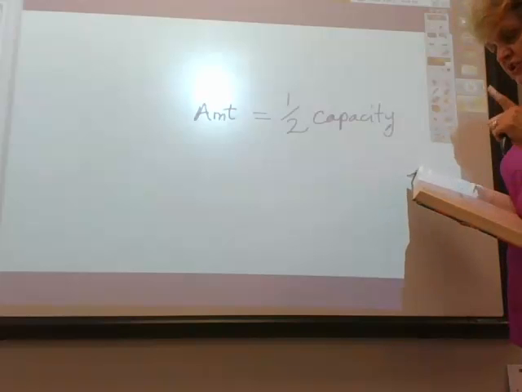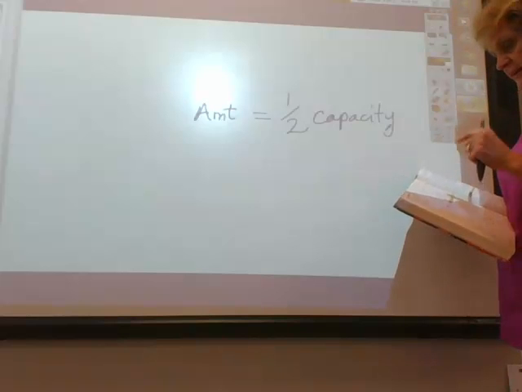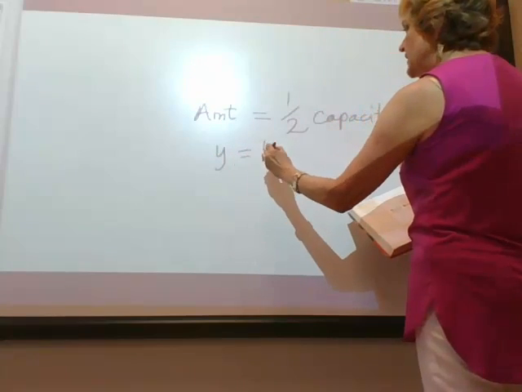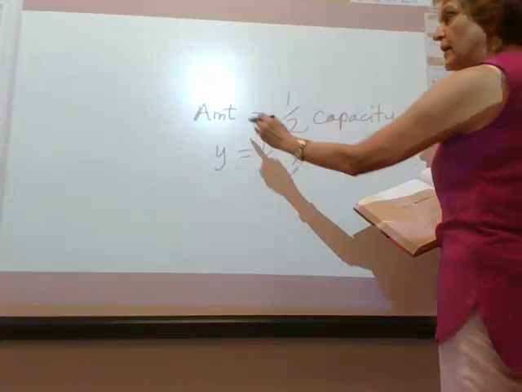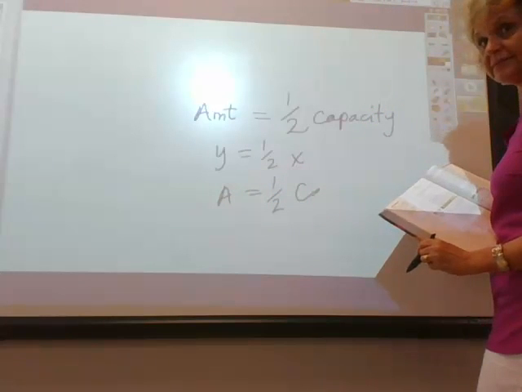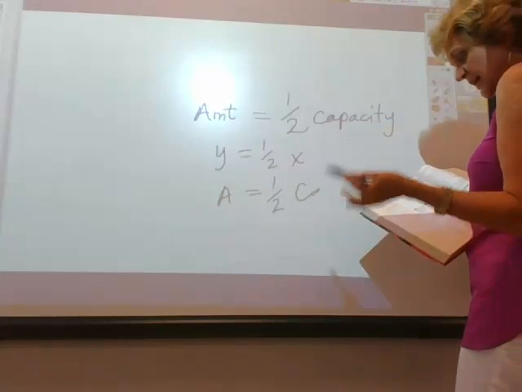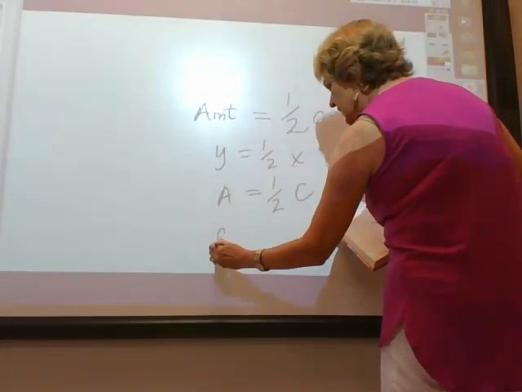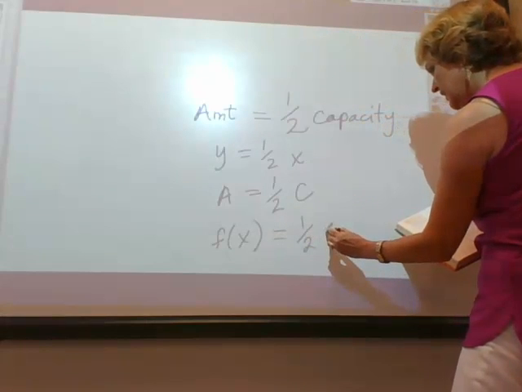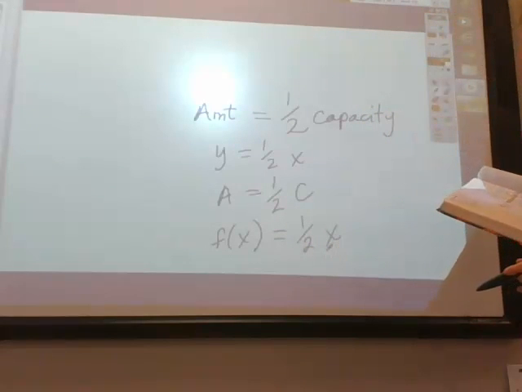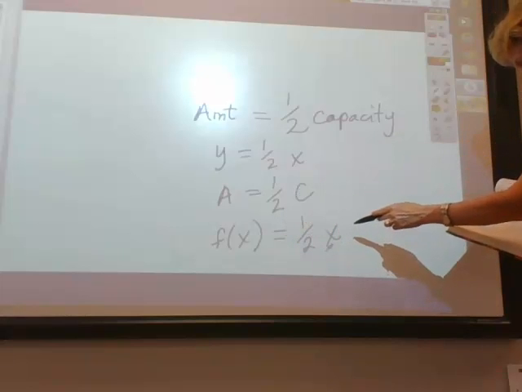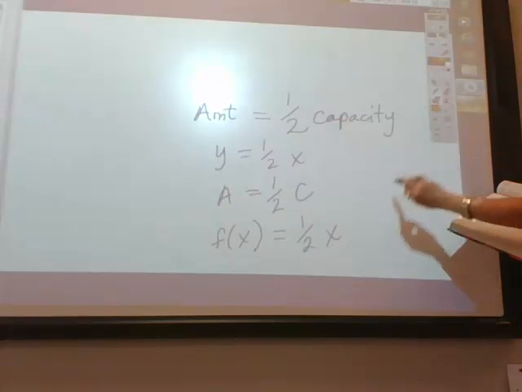All right, so if we write this in functional notation, it's like saying y equals 1/2 of x, or a equals 1/2 of c. If we're doing it in functional notation, they're going to say f of x is 1/2 of x. So the question is, how much do I need for a capacity of 15 liters?